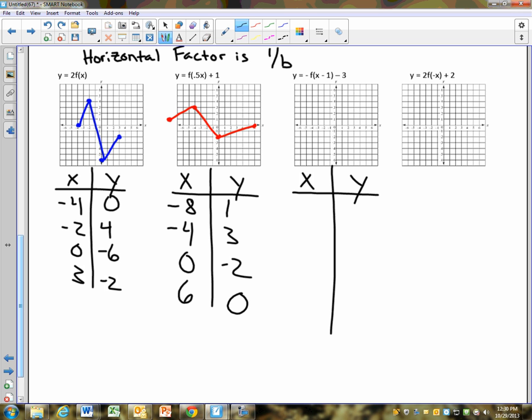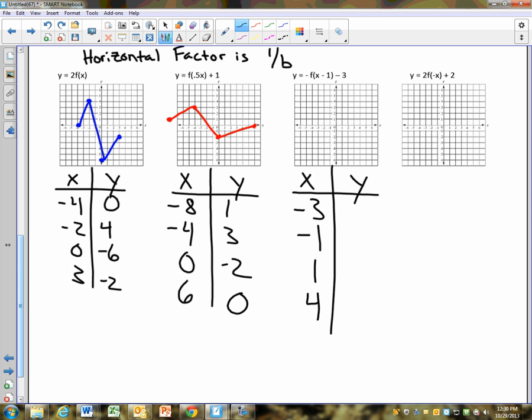All right, let's look at this one. The x minus 1, is that on the inside or the outside? Inside, so is that going to affect horizontal or vertical? Horizontal. Is that going to be a shift to the left or the right? Right, how many units? 1. So what do we do with all the x values? We add 1. So instead of -4, -3. Instead of -2, -1. Instead of 0, 1. And instead of 3, 4.